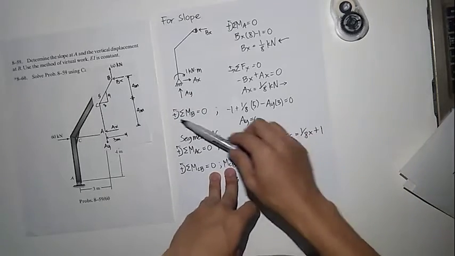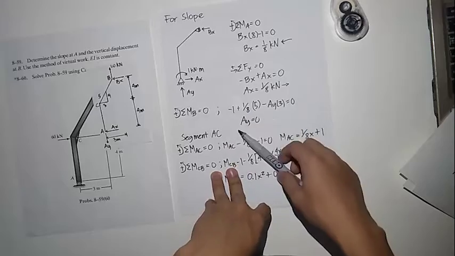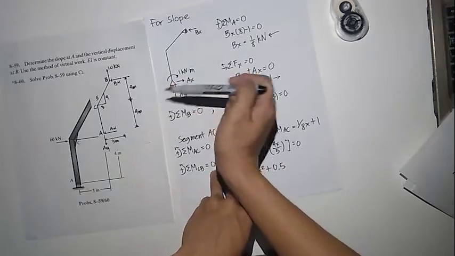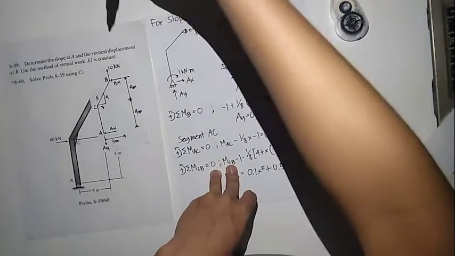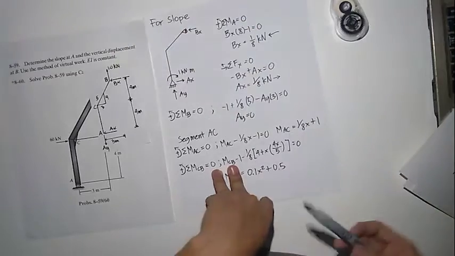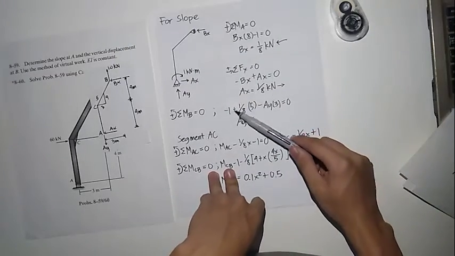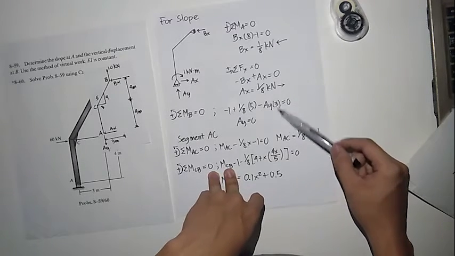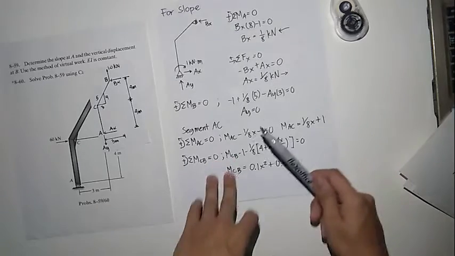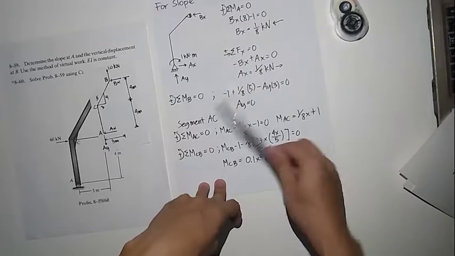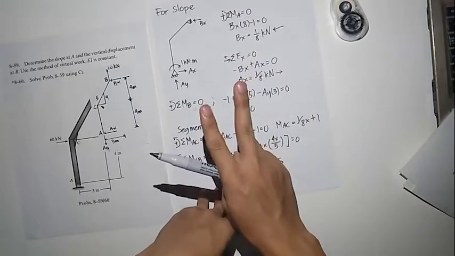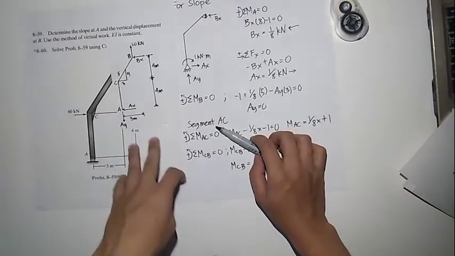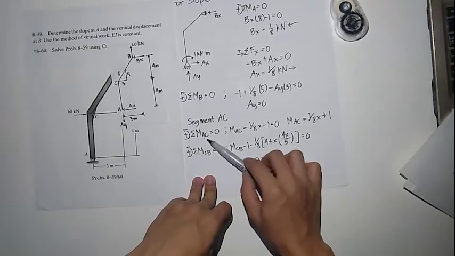Susunod po ay hahanapin natin ang Ay. Automatic na po siya na 0 kasi alam po natin na walang forces po na vertical, sorry, walang forces po na horizontal. Para po malaman po yun, ito lang po ang solution: negative 1 plus 1 over 8 times 5 minus Ay times 3 equals to 0. So, ulitin po natin yung ginawa po natin sa dalawang system na hahanapin po natin ang mga equation sa mga segments. So, segment AC. So, ganun pa rin po, MAC.